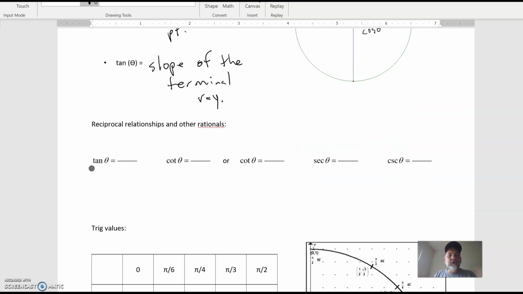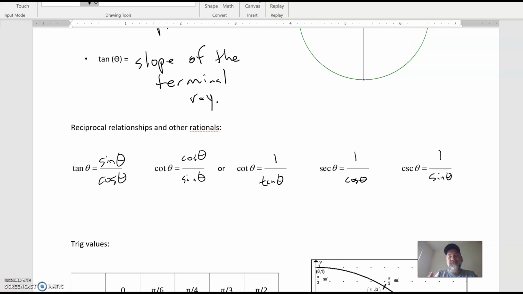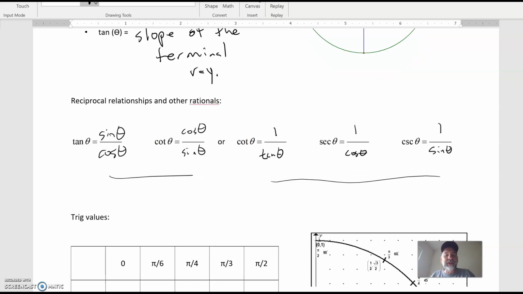You should also know all your reciprocal relationships and other ratios. Tangent you can define in terms of sine and cosine, cotangent also, and then all 3 of these are reciprocals of other things. Take a second, see if you remember what is a reciprocal of what. I'll fill it in just a moment. Pause. Filled all of those in, and you should know these rational ones, the ones that are fractions, and you should know what's the reciprocal of what. Let me know if you have any questions on those.